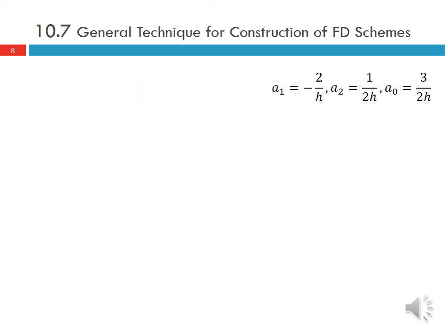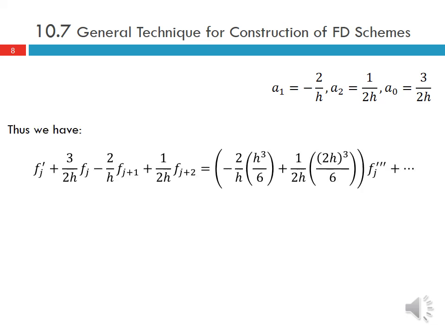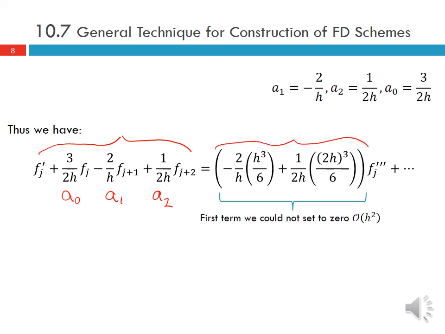So now we can plug these into our expressions from the previous slides. So this here comes from expanding the sum and plugging in a0, a1, and a2. And then this comes from our right-hand side, where this is the first term that we could not set to 0. And you can see here that if we cancel out these, that it's second order, it's order h squared.